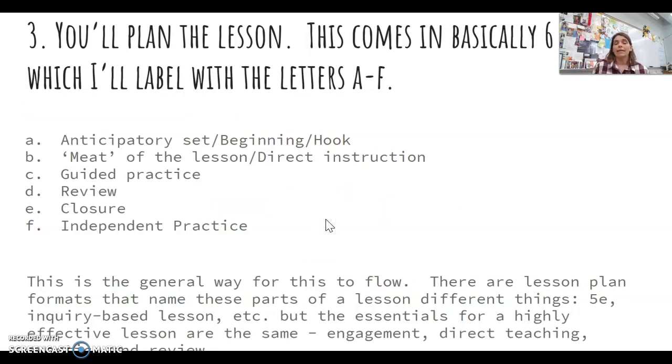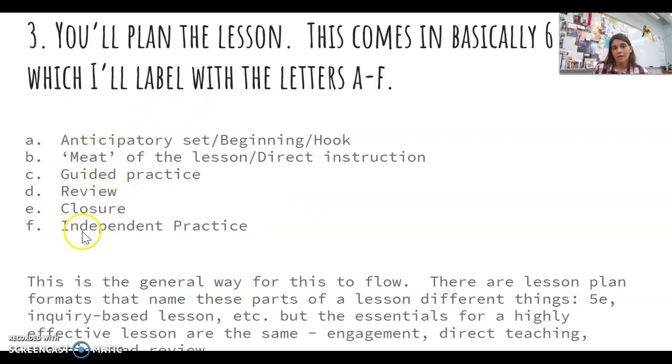All right, then you're going to plan the lesson. The lesson basically comes in 6 basic steps that I'm going to label A through F. The lesson includes an anticipatory set, which is a beginning or a hook, the meat of the lesson, which is the direct instruction, guided practice, some sort of review, a closure, and then a chance for students to have independent practice.